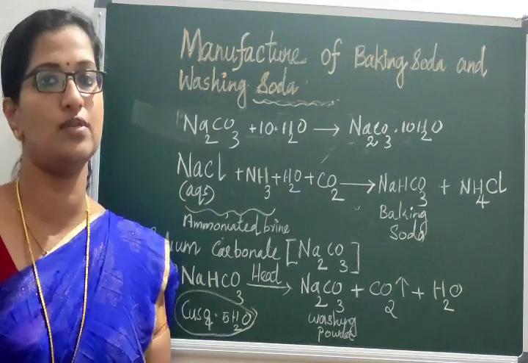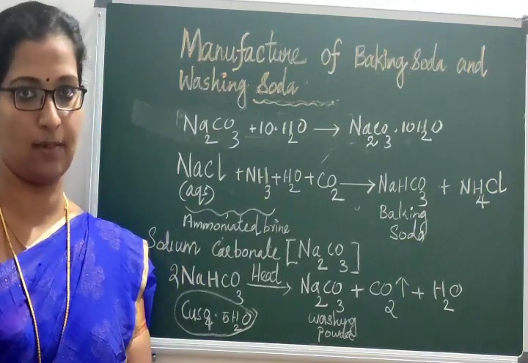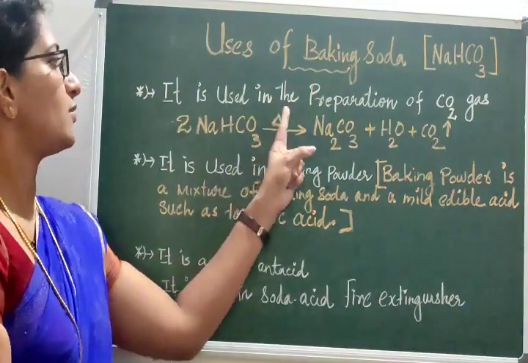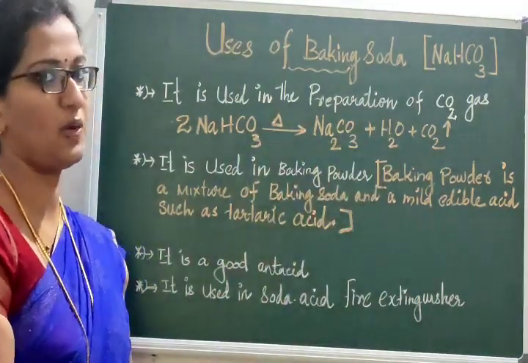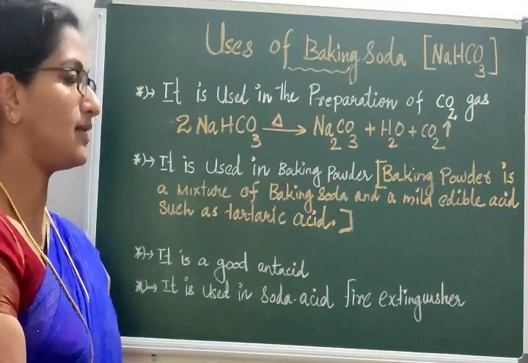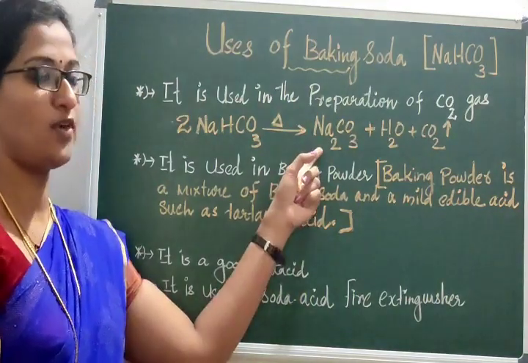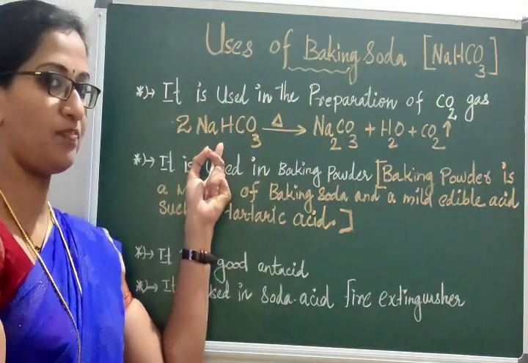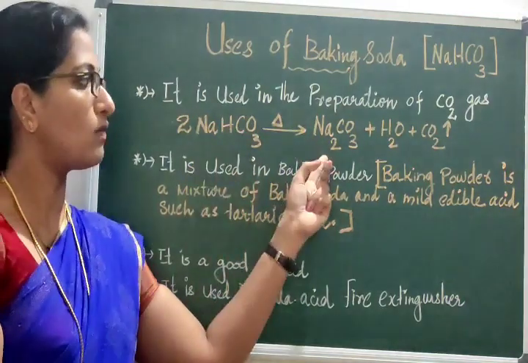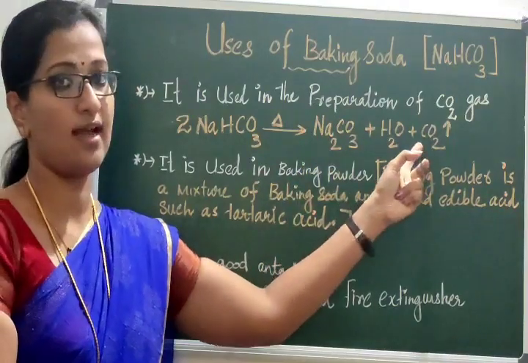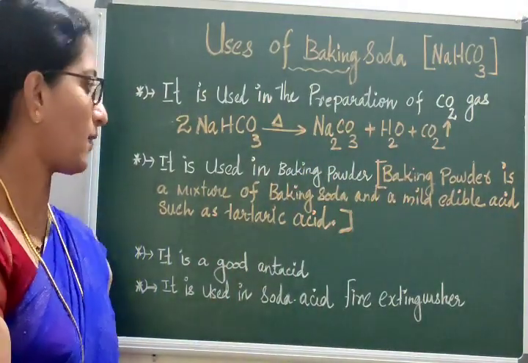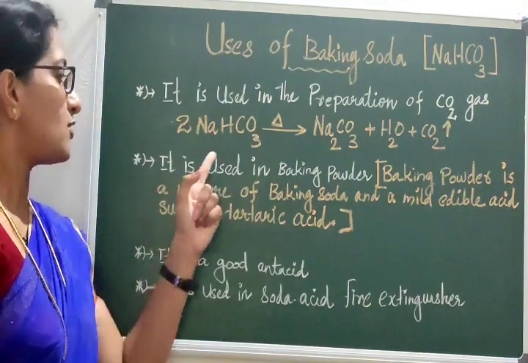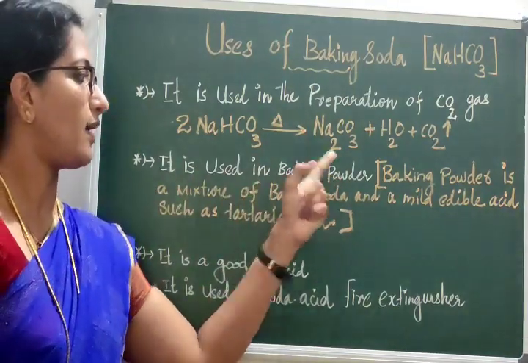Now let's study the uses of washing soda and baking soda. The uses of baking soda. First use, it is used in the preparation of carbon dioxide gas. We have already learned the preparation of washing powder. When you prepare washing powder, you need to heat the baking soda. When you heat baking soda, you will get carbon dioxide gas. And the second use, it is very, very important. It is used in the preparation of baking powder.